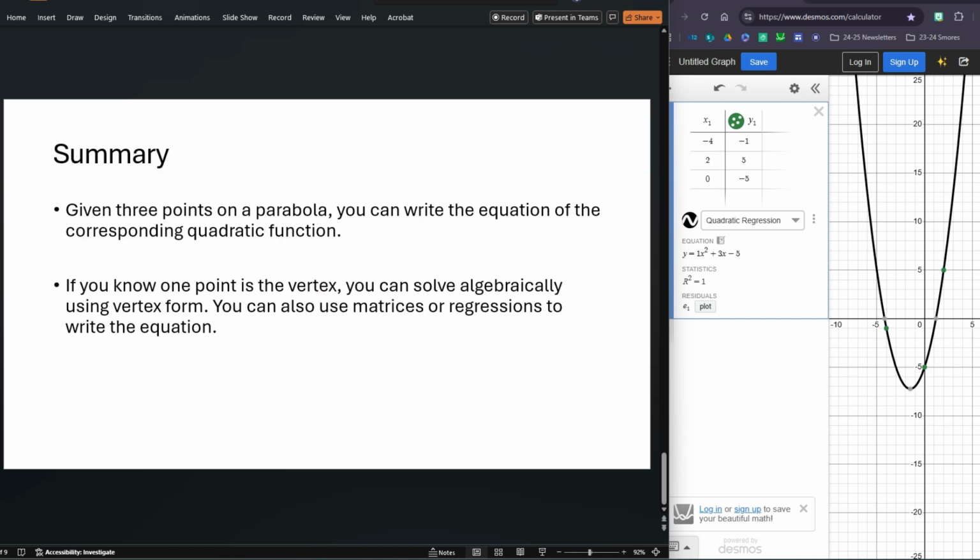So given 3 points on a parabola, you can write the equation of the corresponding quadratic function. If you know one point is the vertex, you can solve algebraically using vertex form. You can also use matrices or regressions to write the equation.